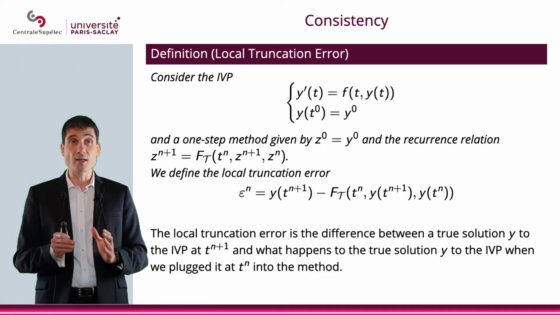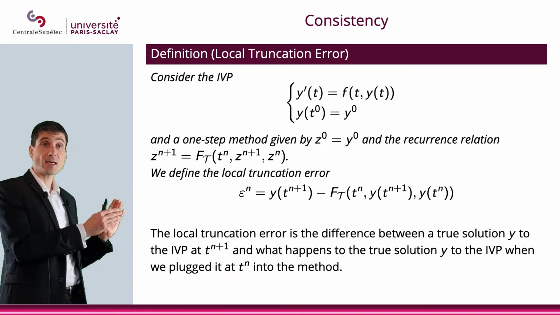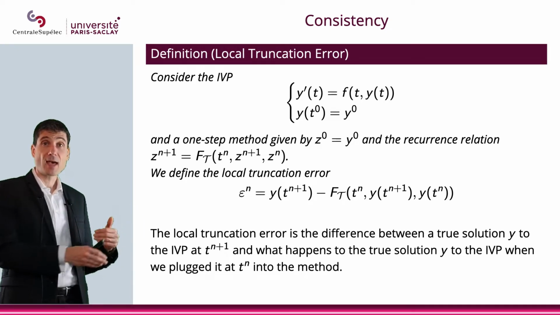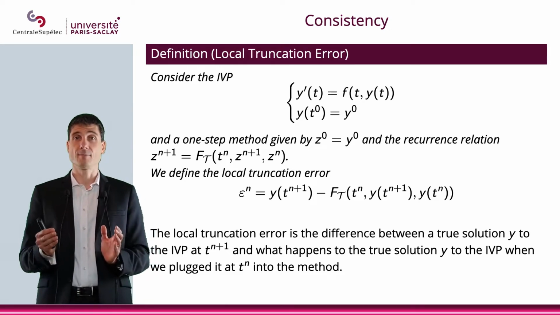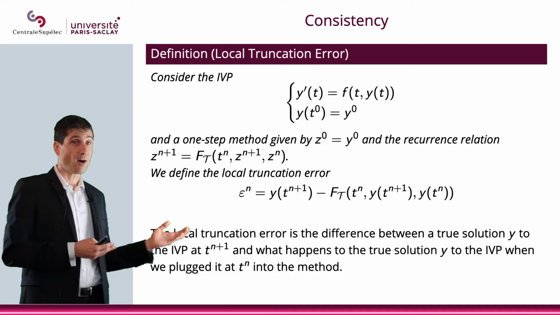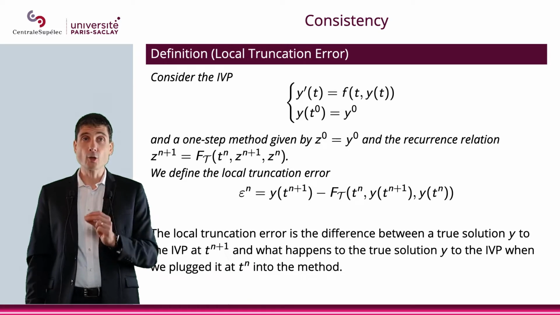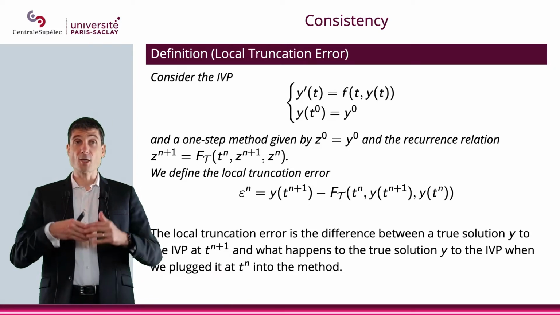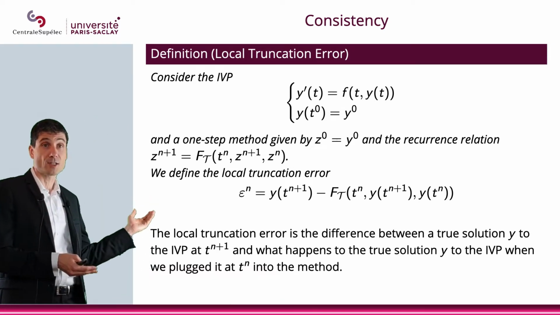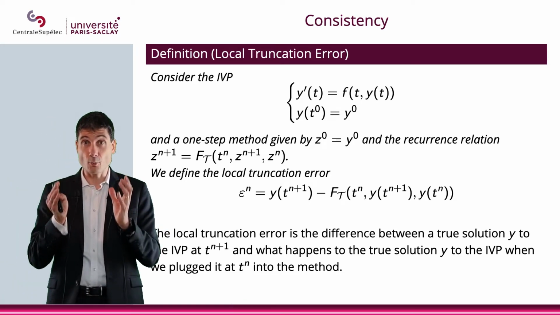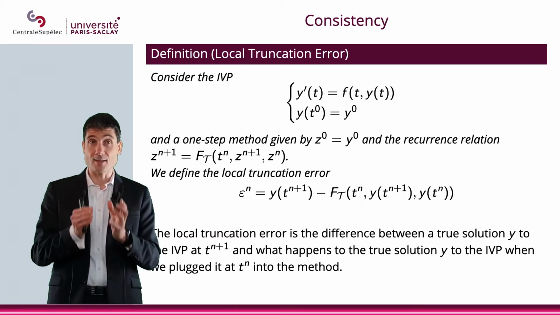Now, we will define the local truncation error as ε_n = y(t_{n+1}) − y(t_n) − h_t Φ(t_n, y(t_n), y(t_{n+1}), h_t). Why do we define this local truncation error this way? Well, that is because the local truncation error will be the difference between a true solution at t_{n+1}. The true solution is therefore y(t_{n+1}). In other words, that's not an approximation. That's really the exact value of the solution to the ODE at t_{n+1}, the true value.